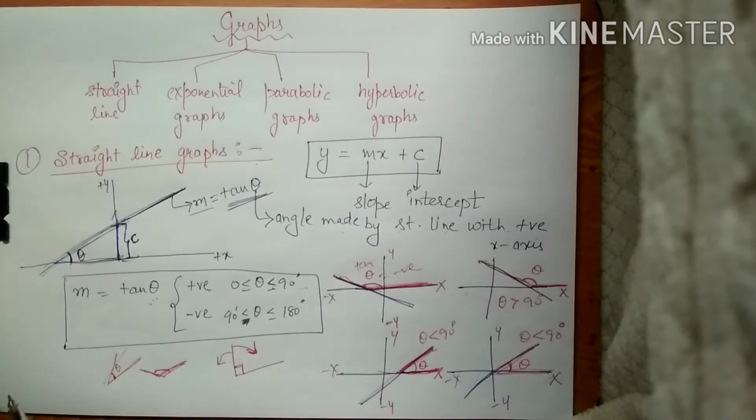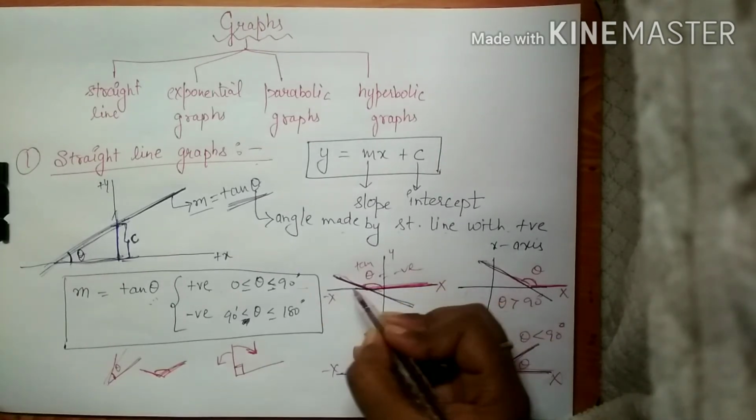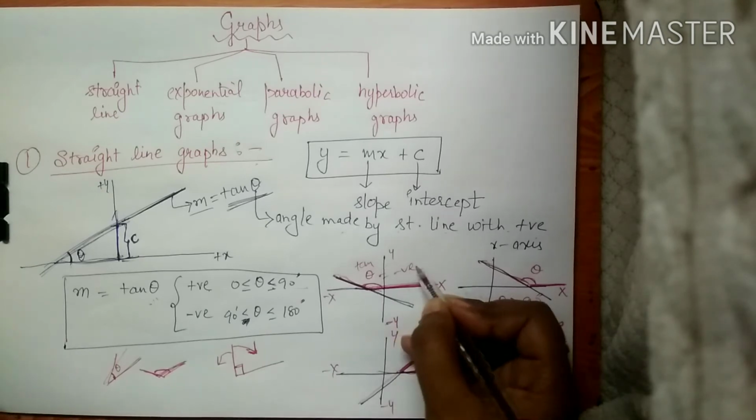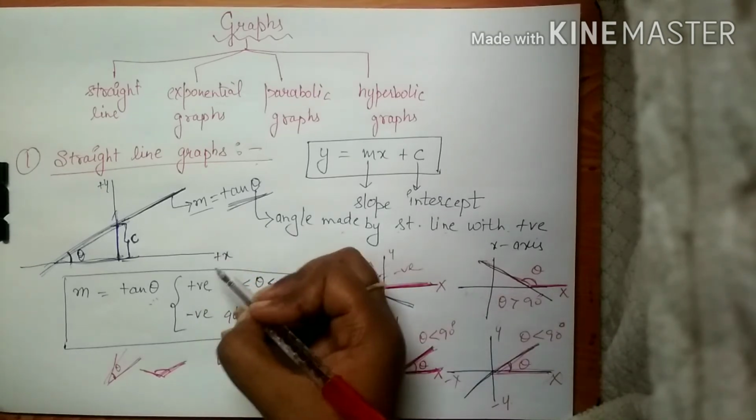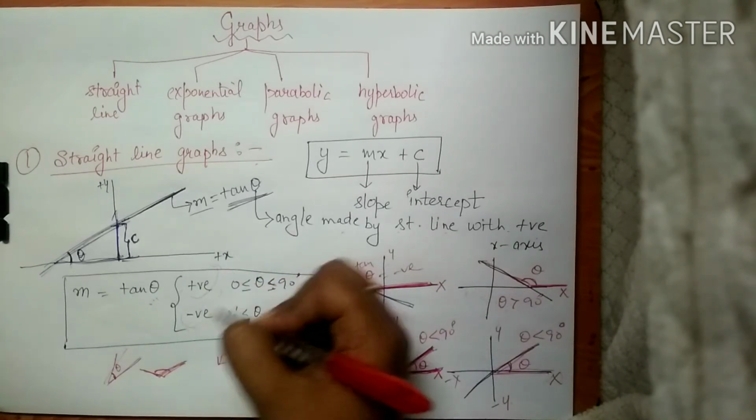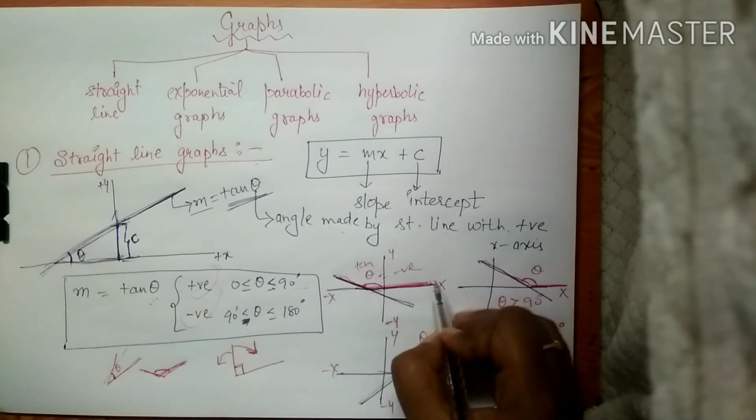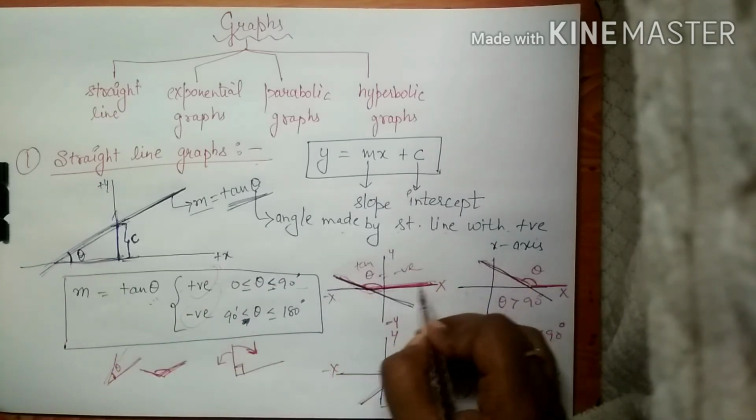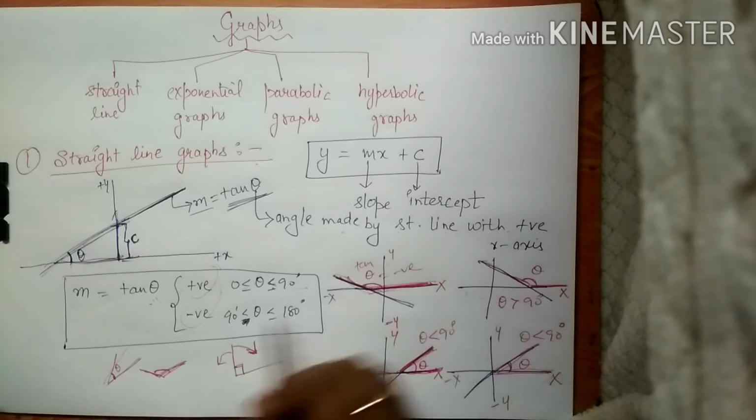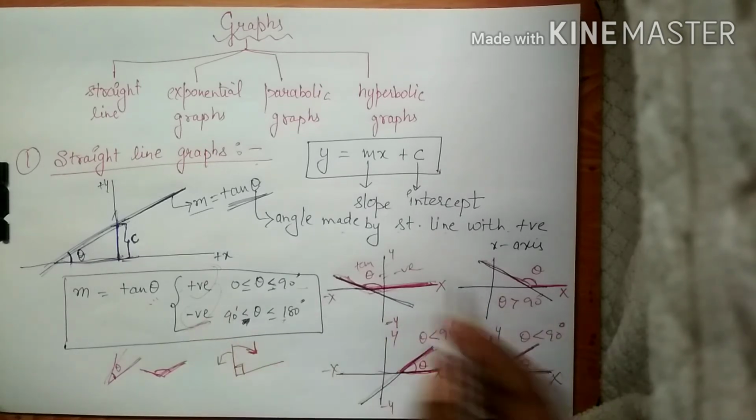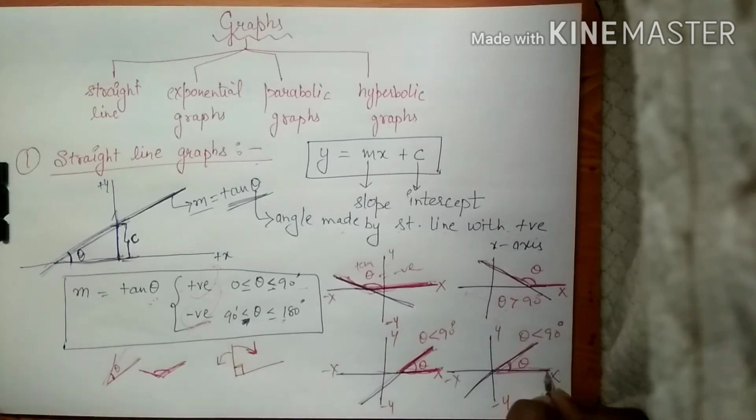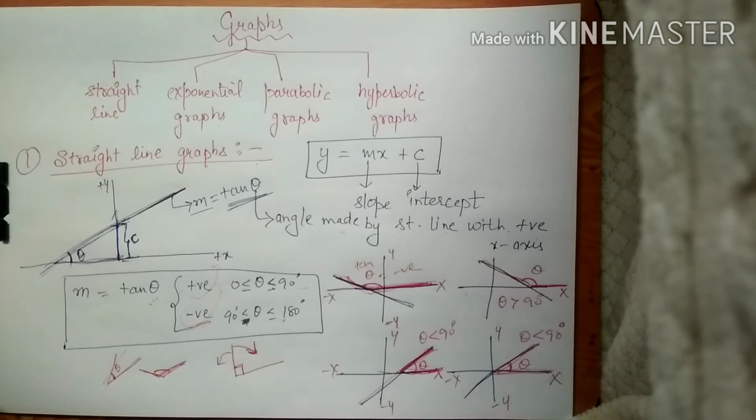So from here you can easily see how to find out the theta values, whether your slope is positive or negative. This way you can find out. If the angle is more than 90 degrees, then the slope will be negative. If the angle is less than 90 degrees, the slope will be positive. Okay, so now we'll look for the intercepts. So now we'll see how to look for the intercepts.